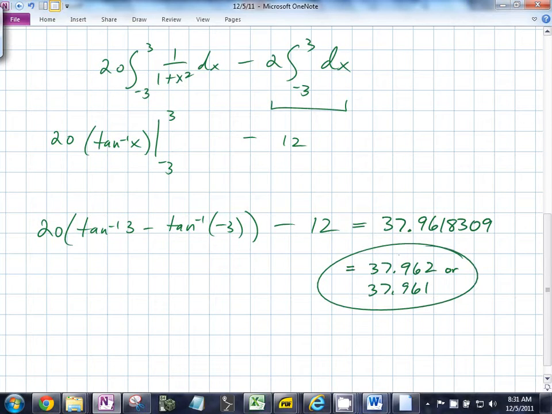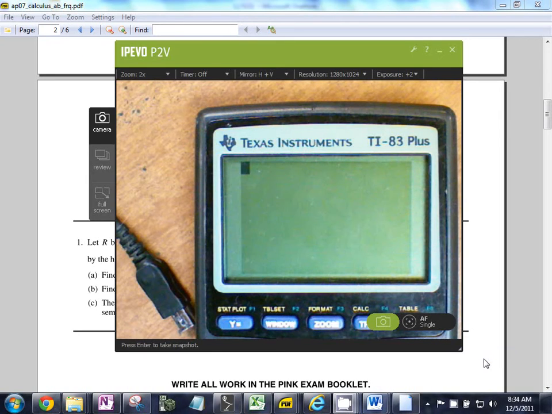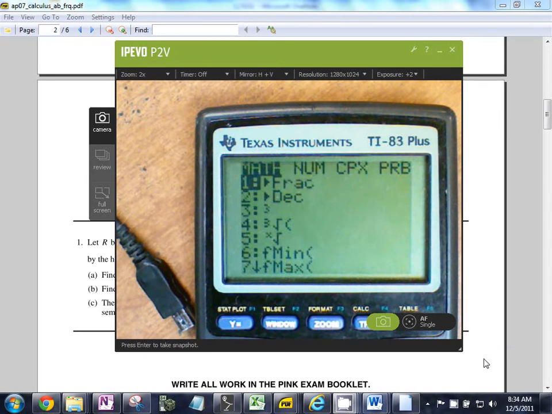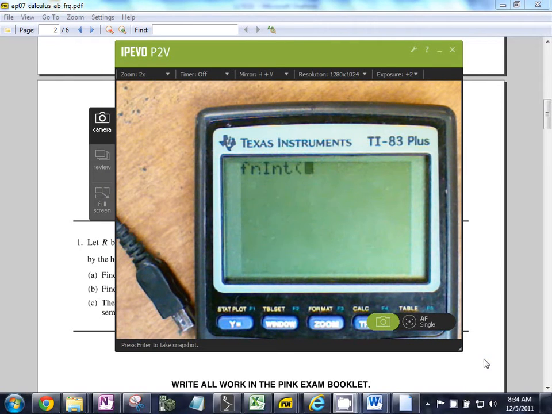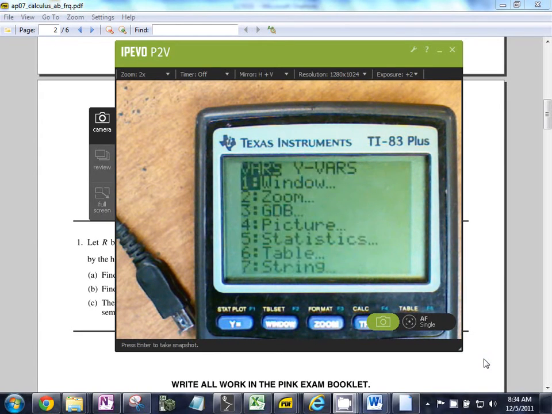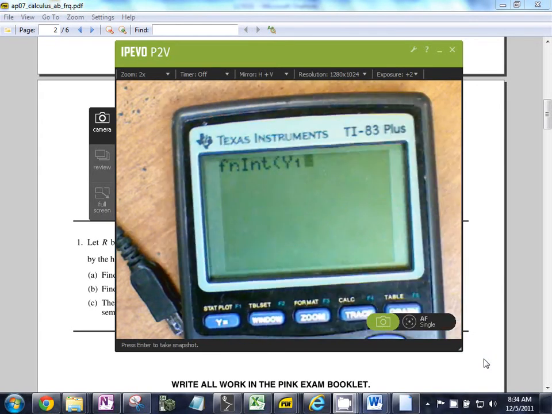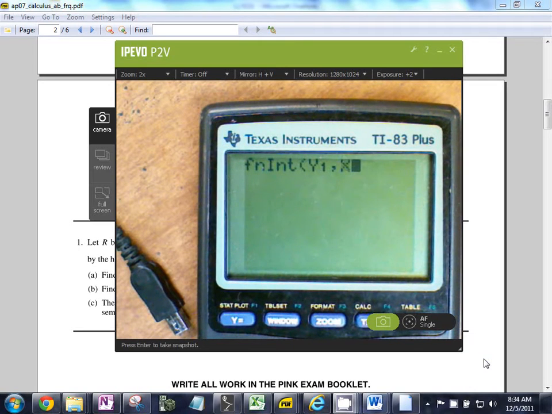Let's just check that for a second. You get Math, what? Math 9 is fnInt, right? It's 9, right? Yep, 9. And then you do Math again, right? No. Oh, sorry. Vars, right? Y-Vars. You select the first function, right? Comma x, comma negative 3, comma 3. That's correct. And then you hit enter. It thinks for a little while.